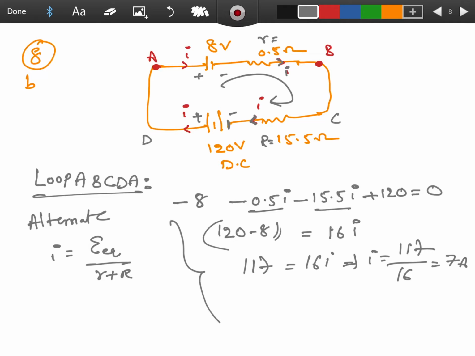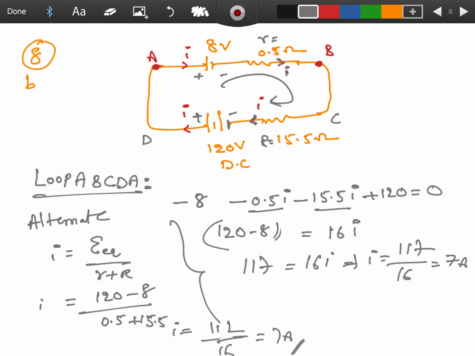Alternate. If you feel that it is difficult with Kirchhoff rule, you use this one. I equal to E by R plus r. Here E equivalent is 120 minus 8, by 15.5 plus 0.5. Same thing you'll get. I equal to 112 by 16, which is 7 ampere.